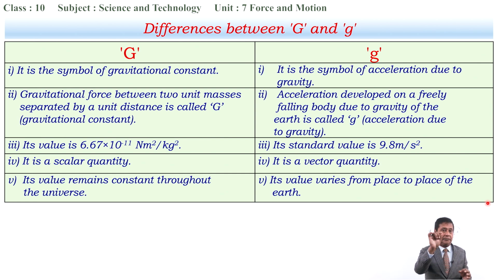At the pole, it is 9.83. At the equator, it is 9.78. And in other places, its value lies in between these two. It varies from place to place on the earth. These are the basic differences between capital Z and small z.